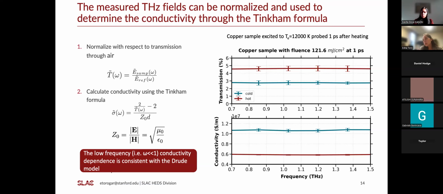So once you have obtained the transmission, because we are using a thin conductive film, we can use this equation called the Tinkham formula, which directly converts the transmission into a conductivity. And we can observe that our measurements are really stable in the low frequency domains, which is relevant to the DC conductivity. And this is mainly how we obtain the conductivity measurements for our samples.